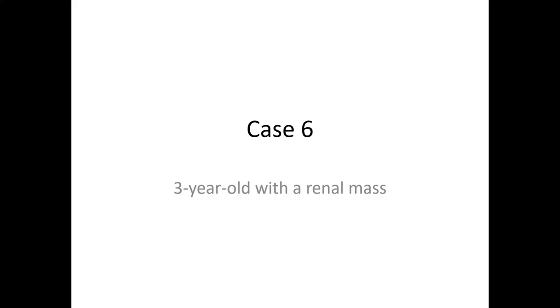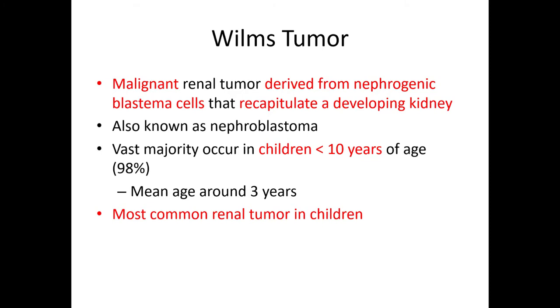So in conclusion, that triphasic appearance is pretty characteristic of the diagnosis, which is a Wilms tumor. So Wilms tumor, which is also known as a nephroblastoma, is a malignant neoplasm that is derived from nephrogenic blastema cells, in other words, primitive cells, that when they grow, they recapitulate a developing kidney, so you end up with the triphasic appearance. The vast majority occur in children less than 10 years of age, and the mean age is somewhere around 3 years. It is the most common renal tumor in children of that age.